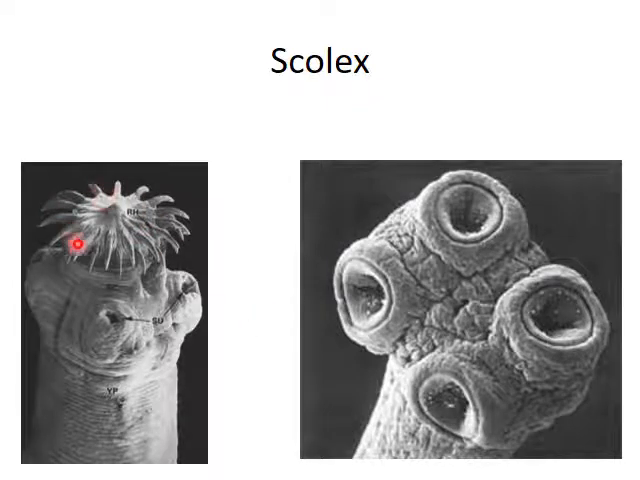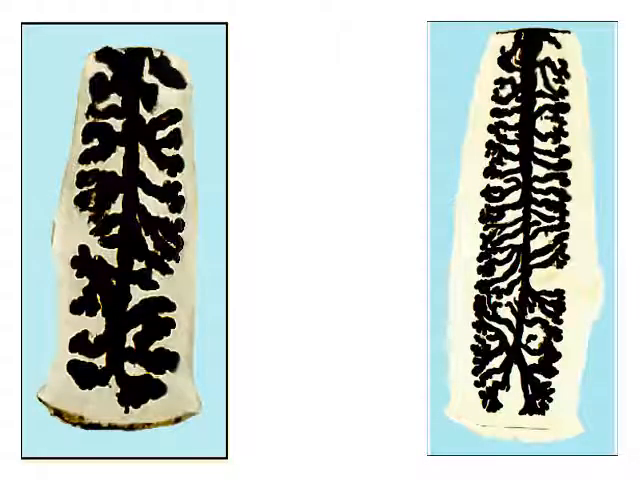You can see the difference, rows of hooklets, while here there are no hooklets in case of saginata. The lateral branches in the uterus, you can see a lesser number of lateral branches in solium and a greater number of lateral branches in saginata.